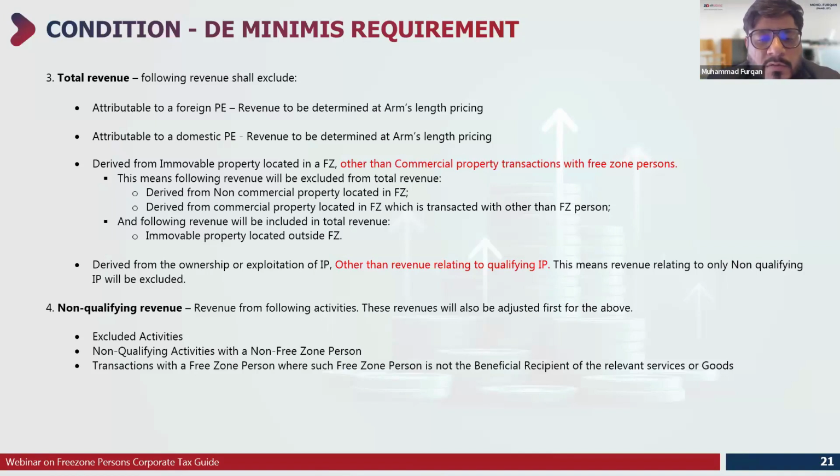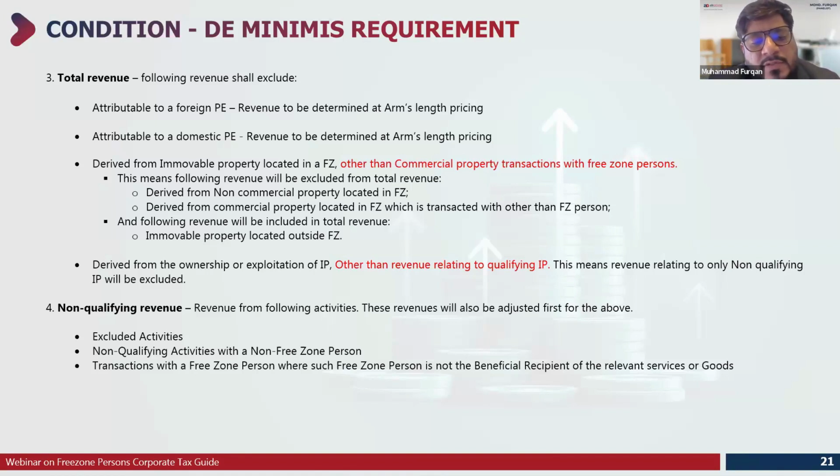Like for excluded activities, if there is any excluded activity which is attributable to a foreign PE or a domestic PE, then from this excluded activity, we will first adjust the revenue attributable to foreign or domestic PE.